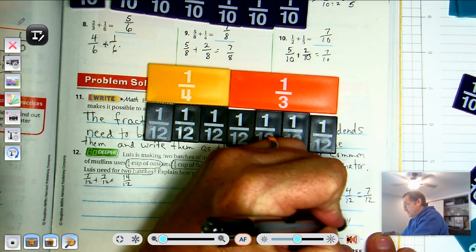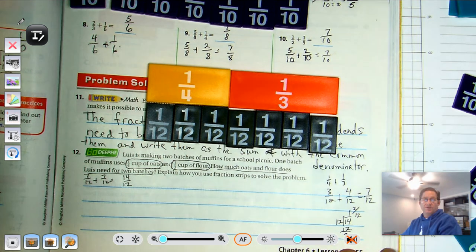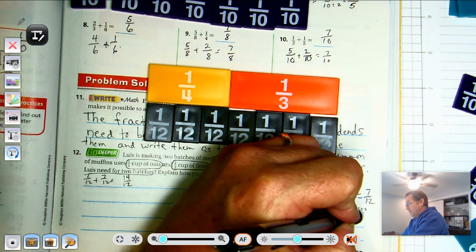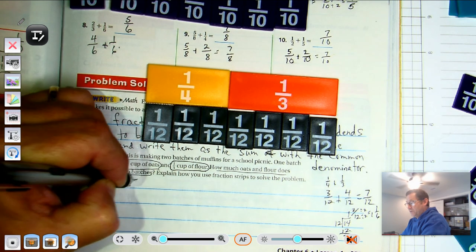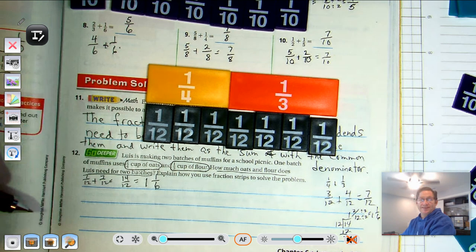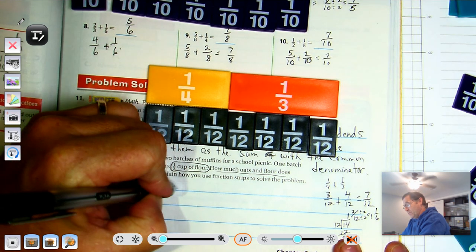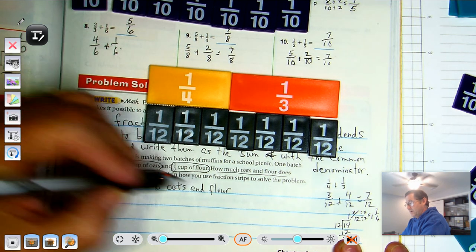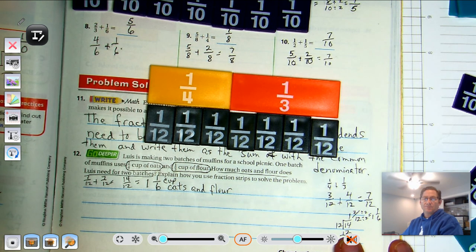Well, 14 divided by 12 would leave me 1 and 2 twelfths. 2 can be divided by 2. 12 can be divided by 2. So 1 and 1 sixth. One and one sixth cups of oats and flour. Explain how you use fraction strips to solve the problem.